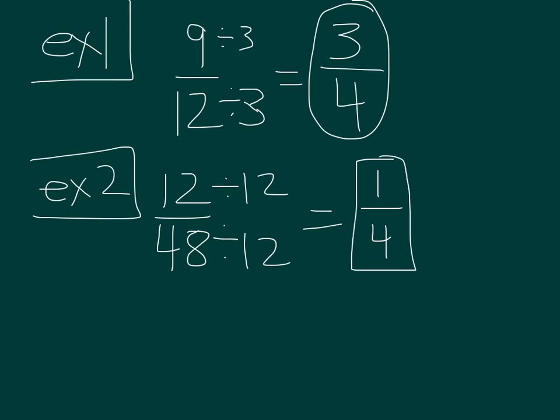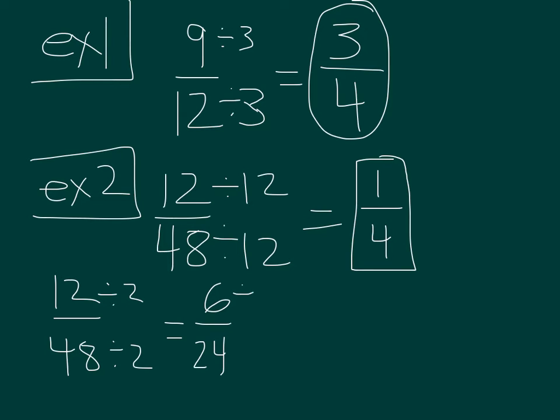So 1/4 would be an answer, but they also want you to recognize that you could do this another way, and if you don't find the biggest number, you find other numbers, that's fine too. The smallest number that will simplify this is 2. So 12 divided by 2 is 6, and 48 divided by 2 is 24. And you could do that again.